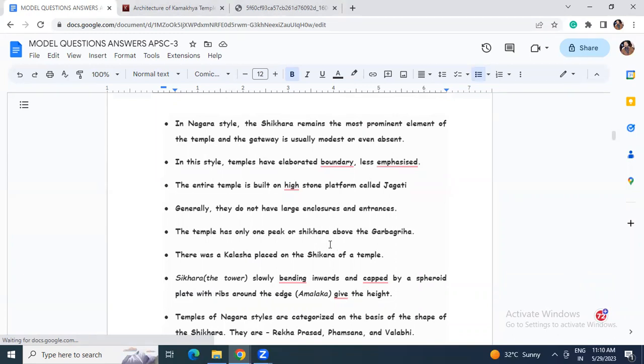The entire temple is built on a high stone platform called Jagati.